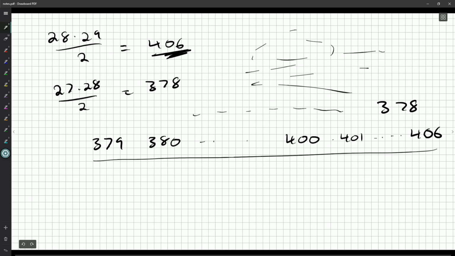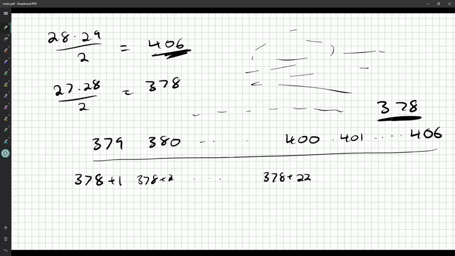Can I add those up? Absolutely we can. One thing we could do is say, well, how many numbers are there? So I'm going to write this as 378 plus 1. So the previous row's last number plus 1. 378 plus 2. 400 is 378 plus 22, and then plus 23. And then 406 is 378 plus 28, because we're in the 28th row. Okay? So what we've really got are 28 numbers, and I want to add them all up.